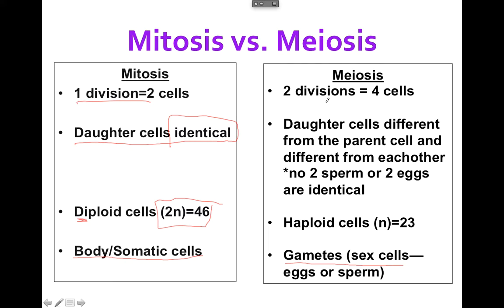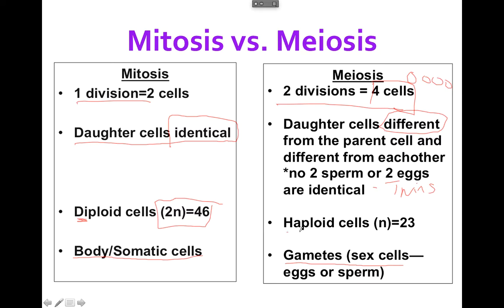In meiosis, there are 2 divisions. So we end up with a total of 4 cells at the very end of meiosis. And then each cell is different from the parent cell and from each other. So nothing is ever going to be identical unless there's very rare cases. Not rare, I'm sorry. Very different cases of twins, and that is a different story.